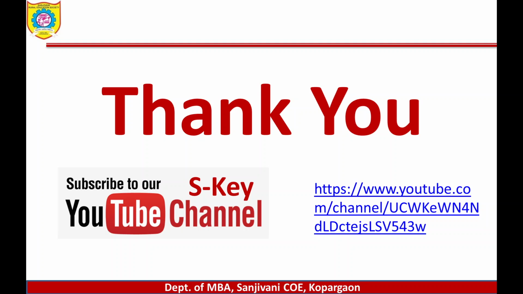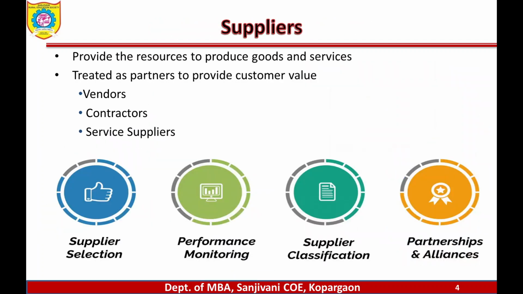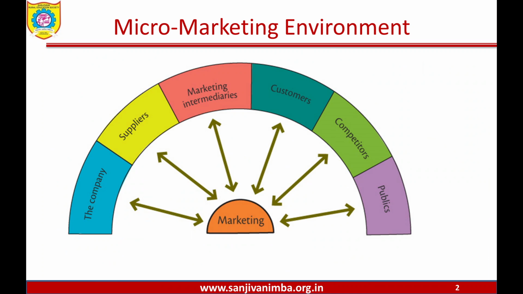So I think in a nutshell we have understood that there are 6 components of the micro marketing environment, which include the company, the suppliers, market intermediaries, customers, competitors, and publics.